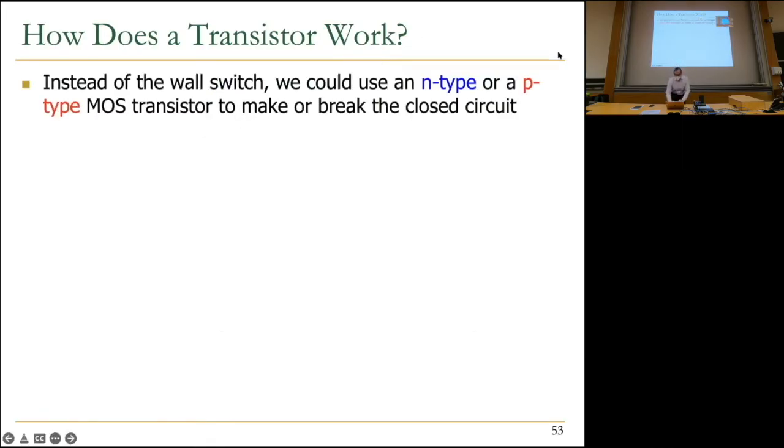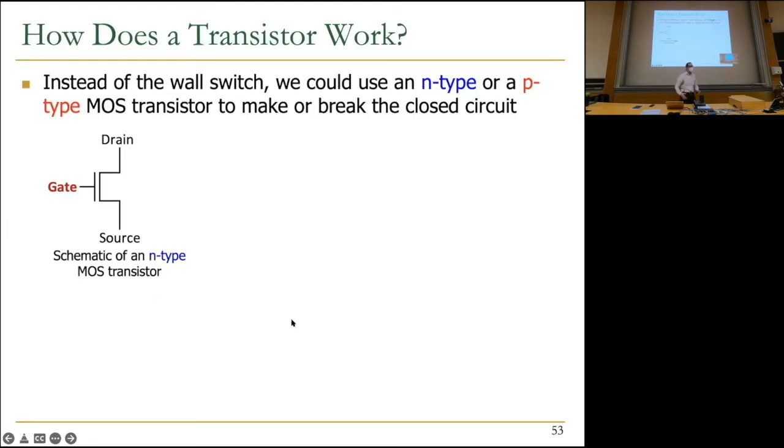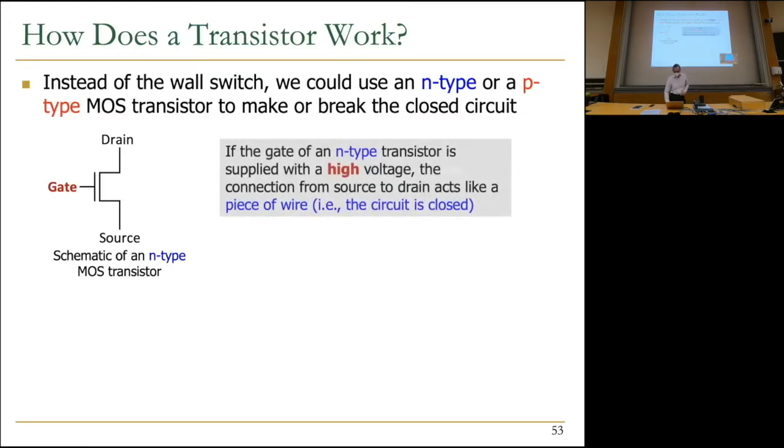So instead of the wall switch, we could use either an N-type or a P-type metal oxide semiconductor transistor to make or break the closed circuit. Let's use an N-type. So this is the schematic of this N-type MOS transistor. I'll call it MOS from now on because metal oxide semiconductor is kind of too wordy, right?